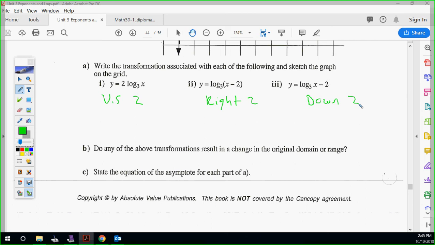Okay, do any of these above transformations result in a change in the original domain or range? Remember, so logs, what's our issue? Our issues are with our x values, right? So this one, no change. This one, change, we shifted right 2. So now this one is going to be x greater than 2, not 0 anymore. And so the asymptote would be x equals 2. This one's still x equals 0. No change. I'm just writing it straight down here.